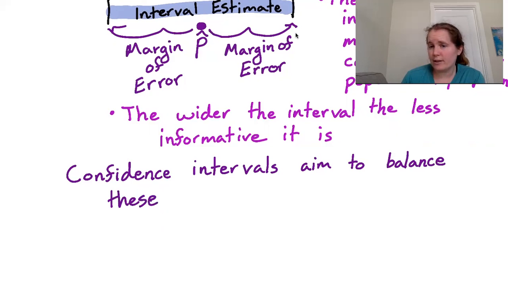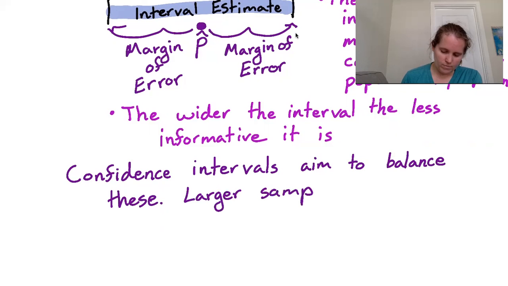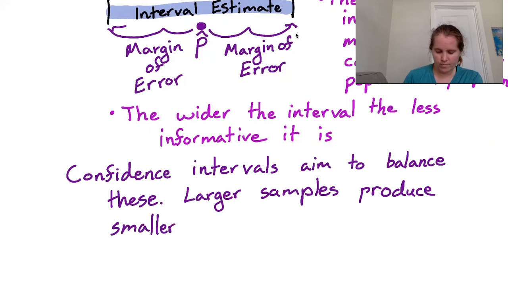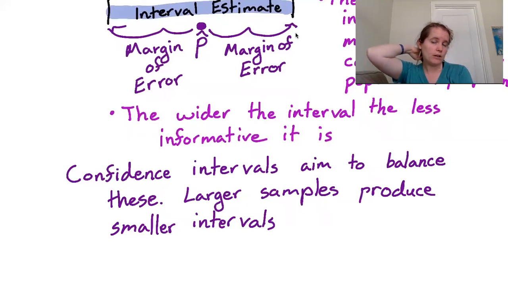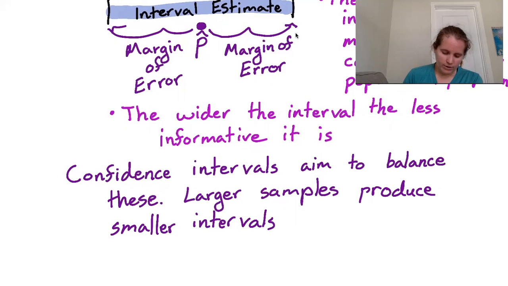It turns out if we take a larger sample, we can get smaller intervals. So larger samples produce smaller intervals. We saw this when we were talking about the p-hat distribution. When we took larger samples, the standard error, or the standard deviation of our sampling distribution, was smaller. And so the p-hats were closer to the actual proportion. So larger samples will produce smaller intervals.